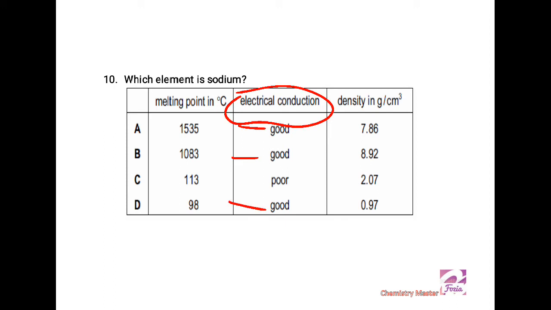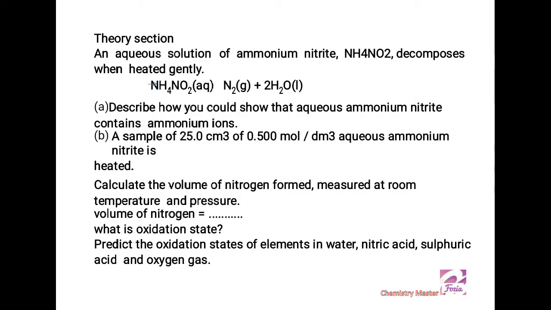Then when I see the melting points, as sodium is not a hard metal, its density will not be much higher, and it is a soft metal, which means it will have the minimum melting point available here. So options A and B are metals with very high melting points and very high densities. So option D is the correct one, because the melting point of sodium is exactly 98 degrees Celsius, it is a good conductor of electricity, and its density is 0.97 grams per centimeter cube.